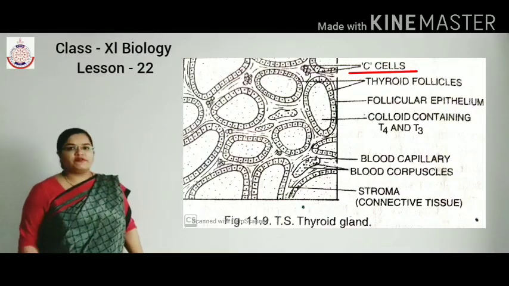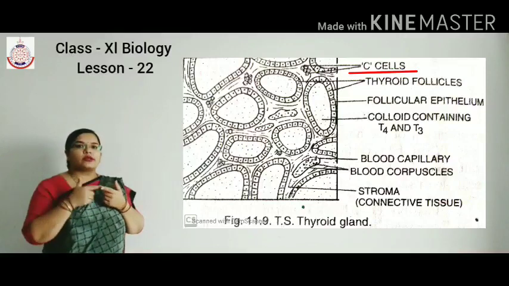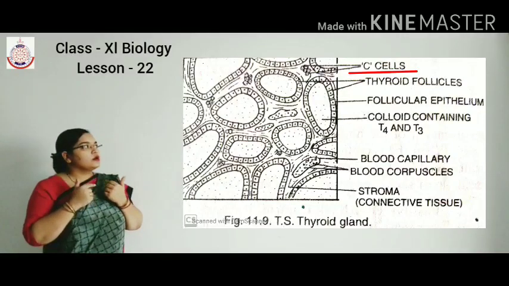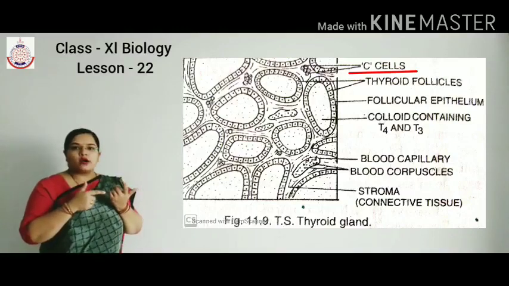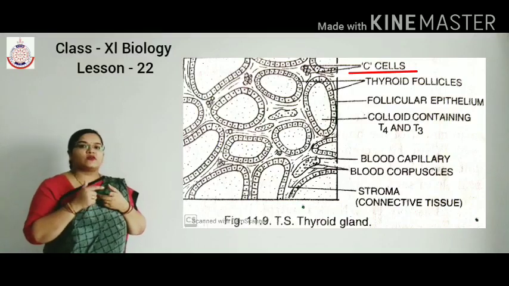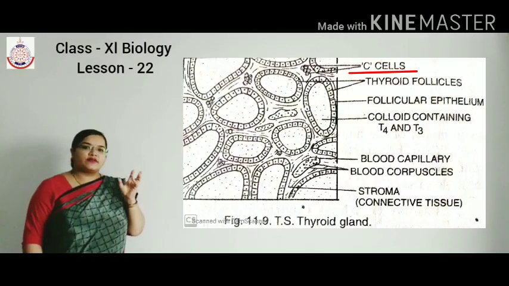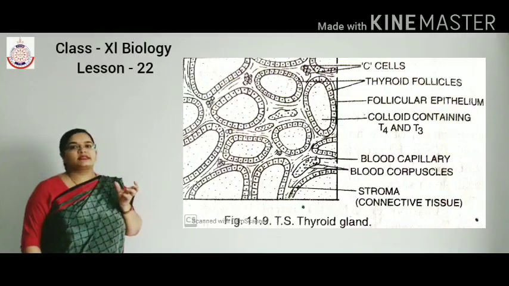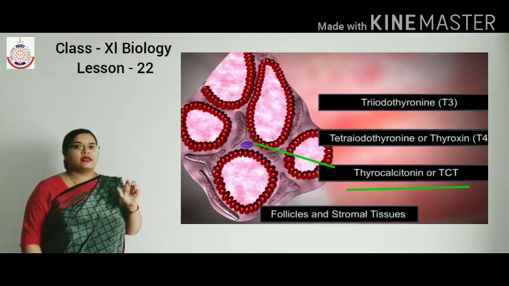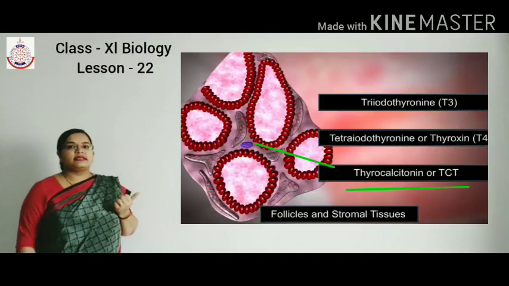In the beginning, when we were discussing the structure of the thyroid gland, I told you that one more category of cells is present in the stromal tissue. That is the parafollicular cells or C cells. Parafollicular cells or C cells of the thyroid gland, present in the stroma, secrete a hormone known as thyrocalcitonin. Thyro is from the thyroid gland, calcitonin, which is also known as TCT.